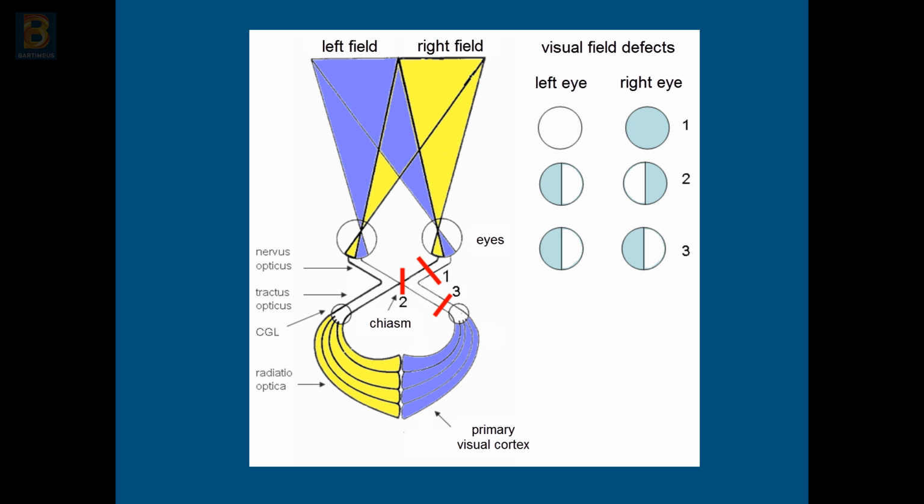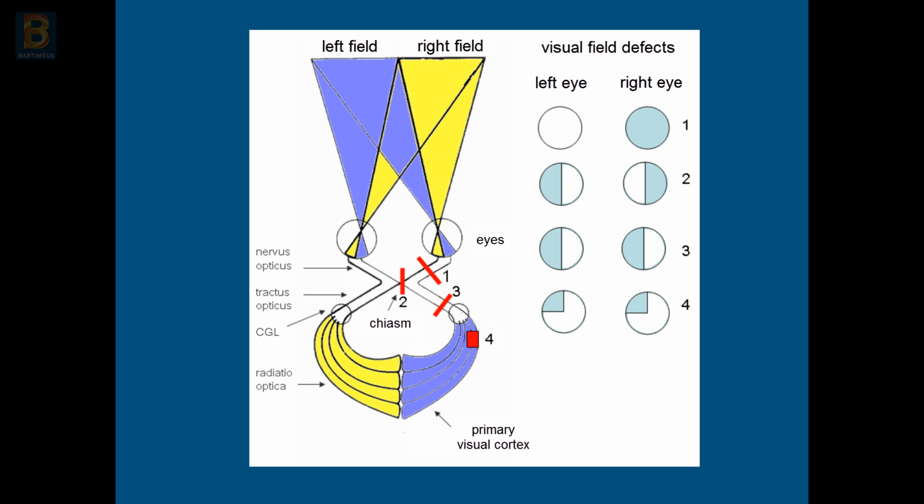If the blockage occurs after the chiasm, the hemianopia will express itself the same way in both eyes. We call this homonymous hemianopia. With the blockage in the right side of the brain, the left half field will disappear. After all, the left half field ends up in the right part of the brain.